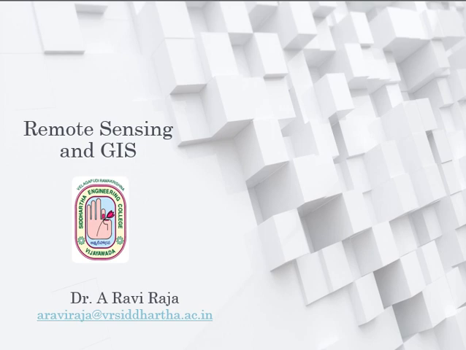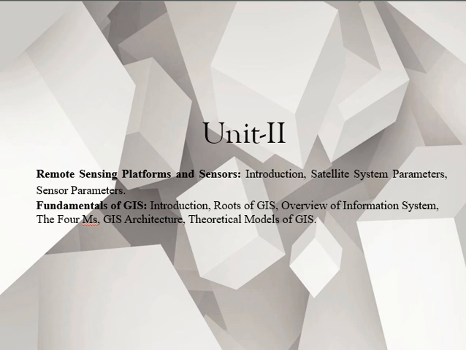In this session, we will start the second unit, which covers remote sensing platforms and sensors in satellite system parameters. In satellite system parameters, there are instrumental parameters and viewing parameters like orbital parameters, and there are sensor types, infrared or microwave sensors. We also discuss the platforms: geostationary, sun synchronous, equatorial orbits, swath width, and also we will start the introduction to GIS, geographical information system. In that one, fundamentals and roots of GIS, GIS architecture and theoretical models of GIS. These are all the things we will discuss in this unit.